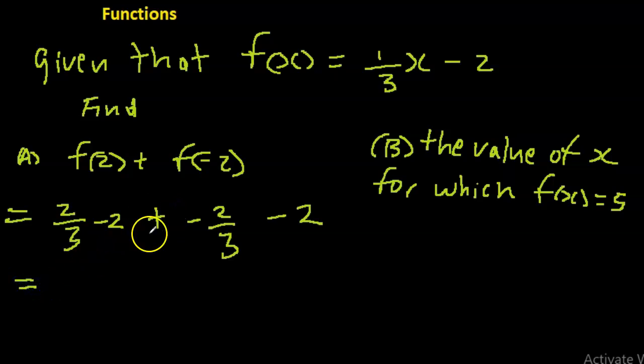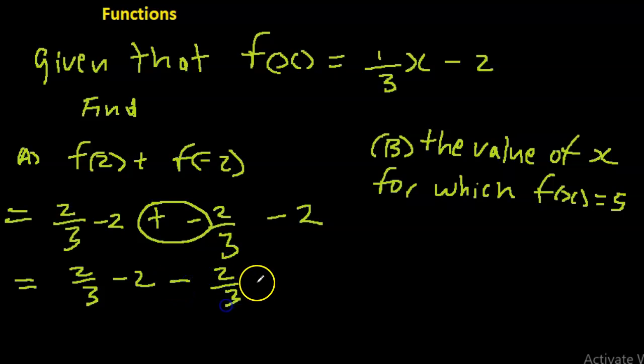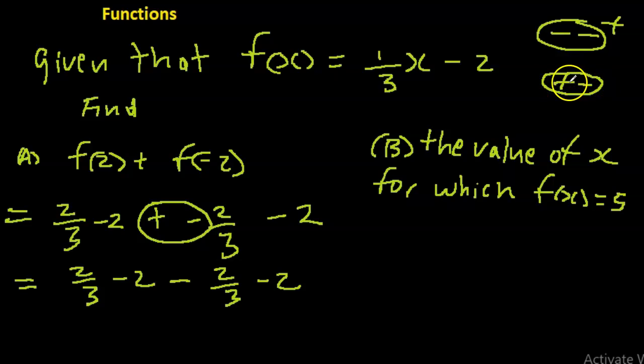Now, let's deal with this. So we have 2/3 minus 2. No, this is this plus minus here. What is this plus minus? Minus, right? Remember? So minus minus, that's plus. And then plus minus, you can see how different signs are different. That's a minus. So this equates to a minus, right?